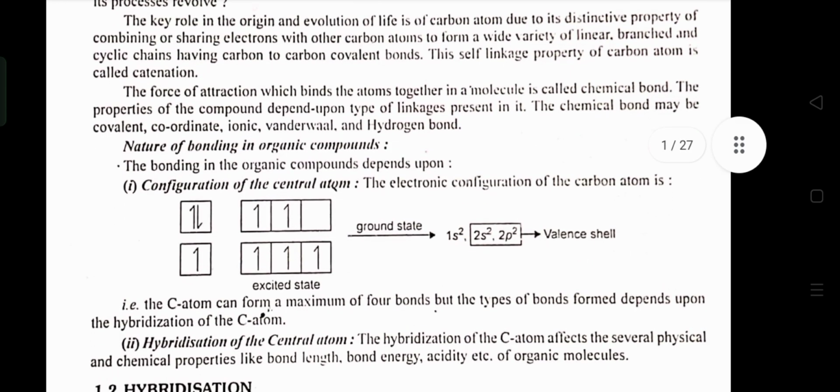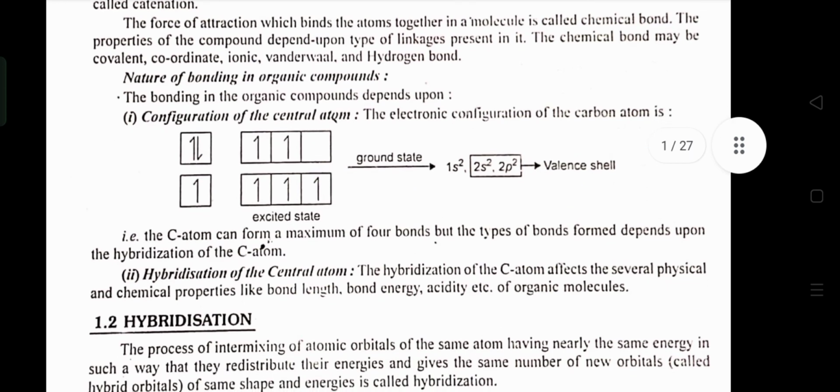The key role in the origin and evolution of life is played by carbon due to its distinct property of combining or sharing electrons with other carbon atoms to form a wide variety of linear, branched, and cyclic chains having carbon to carbon covalent bonds. This self linkage property of a carbon atom is called catenation.